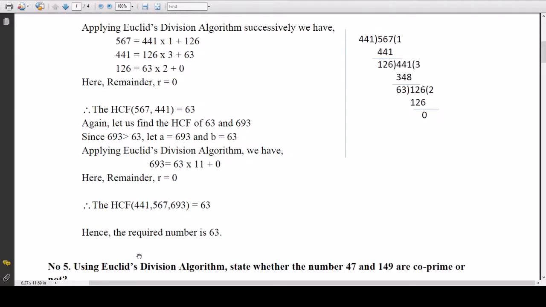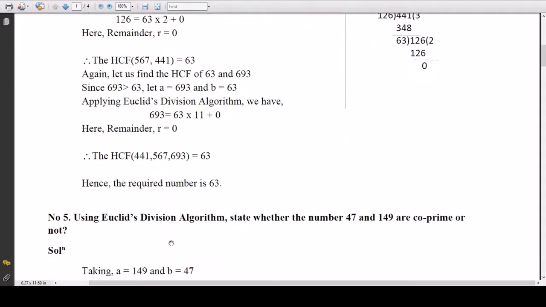Okay, next we'll move to problem number 5. Using Euclid division algorithm, state whether the numbers 47 and 149 are co-prime or not.